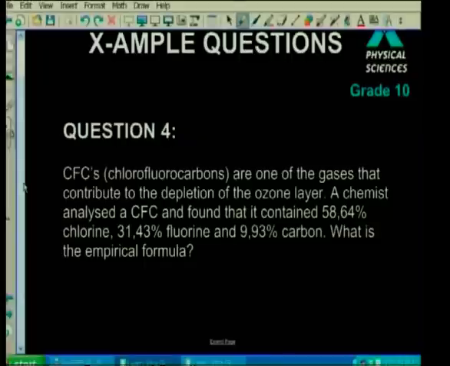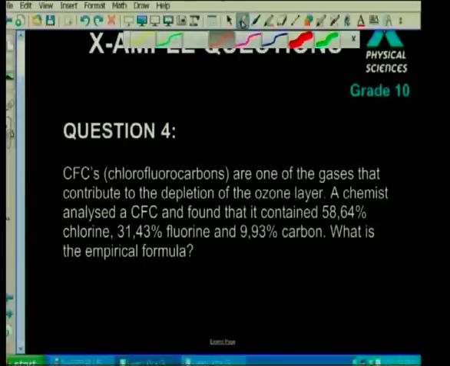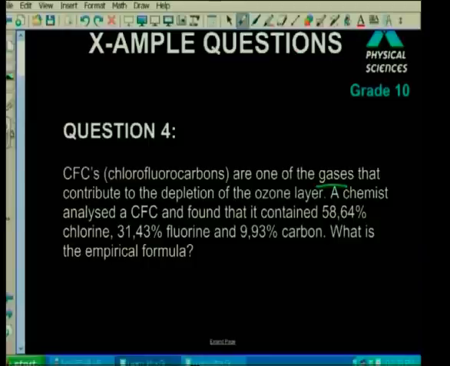Right, next one now gives us the percentage composition and asks us to find the empirical formula. Look at this. It says we've got a chlorofluorocarbon, which is one of the gases that contributes to the depletion of the ozone layer. A particular CFC is 58% chlorine, 31,543% fluorine, and 9% carbon. Now, what's important here, it's the percentage by mass.